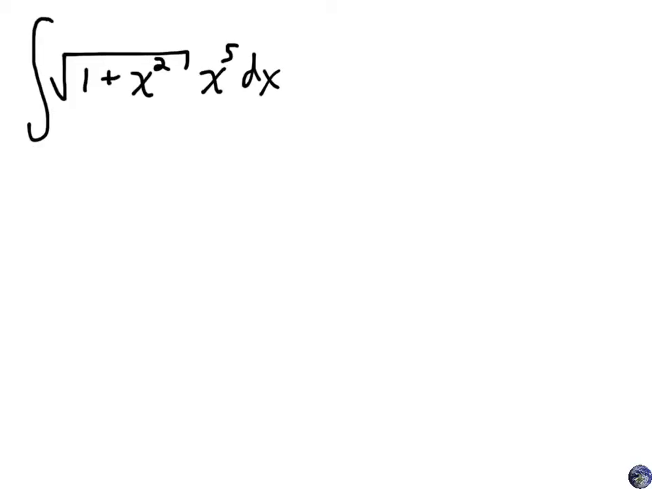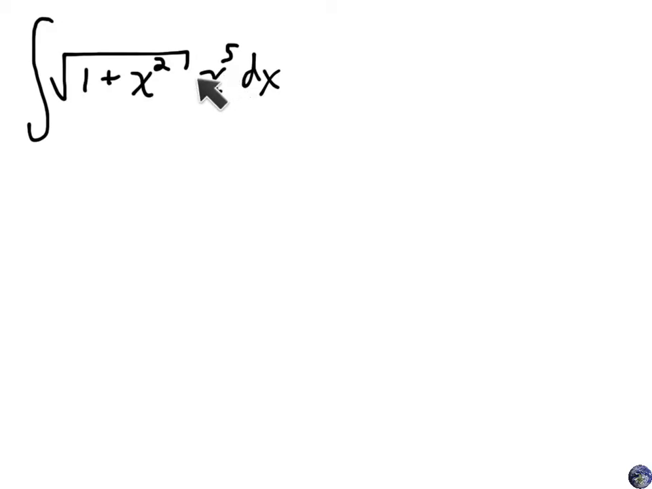Let's try our hand at a somewhat trickier U-substitution problem. So let's do the square root of 1 plus x squared times x to the 5th dx. One thing to notice, and this is why I put this little tail at the end of the square root, is just to indicate that this is where the square root stops. So the only thing underneath the radical is the 1 plus x squared. The x to the 5th is outside the square root.